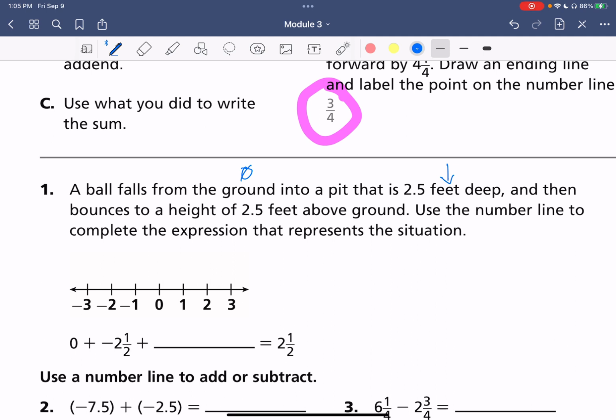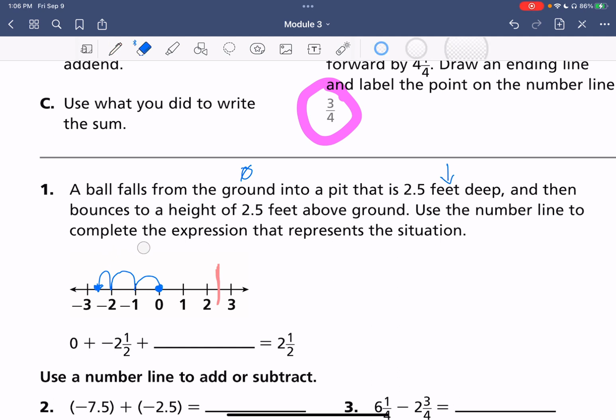So we start at 0, start at the ground, and the ball falls 2.5 feet. So 1 foot, 2 feet, 2.5. And then bounces to a height of 2.5 feet. So it bounced all the way up here. So we have 0 plus, this is our plus -2.5 right here in the blue.